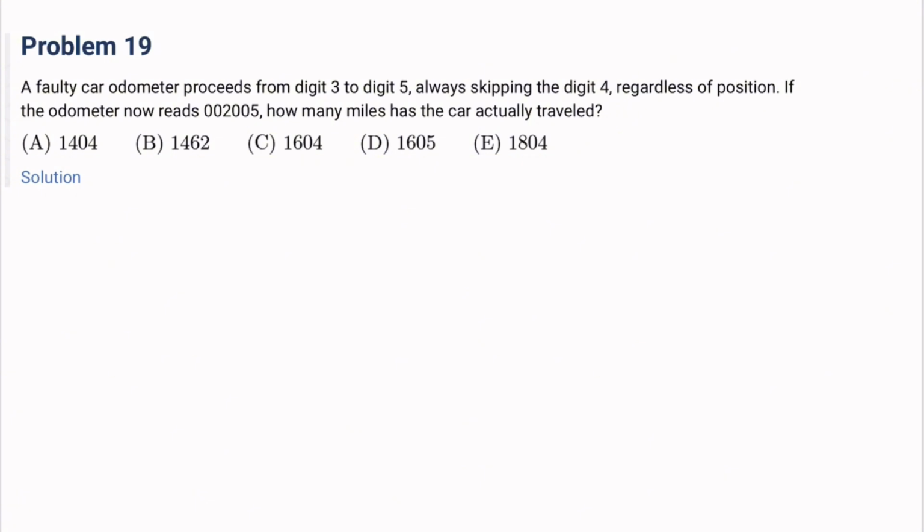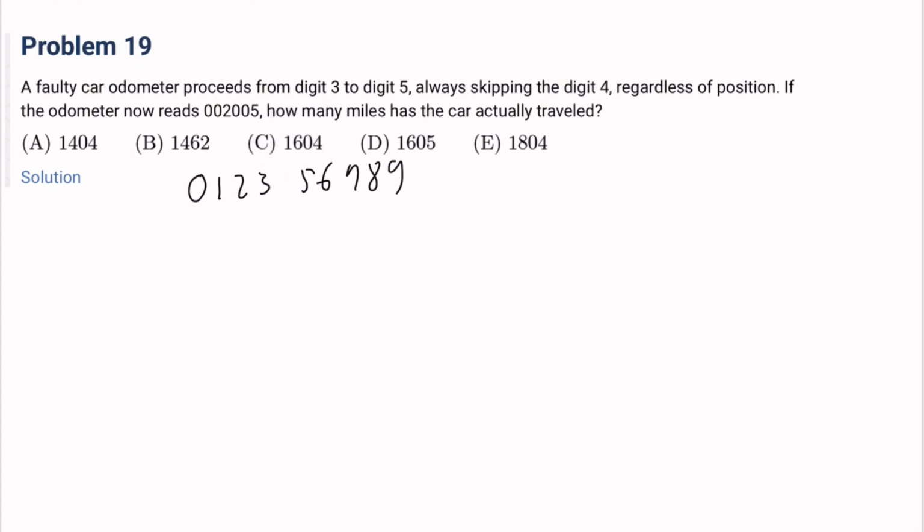Number 19. A faulty car odometer proceeds from digit 3 to digit 5, always skipping the digit 4 regardless of position. If the odometer now reads 002005, how many miles has the car actually traveled? We are supposed to have numbers from 0, 1, 2, 3, 4, 5, 6, 7, 8, 9. So we are supposed to have 10 numbers, right? But then we always skip the digit 4. That means just one number is just never going to exist, right?